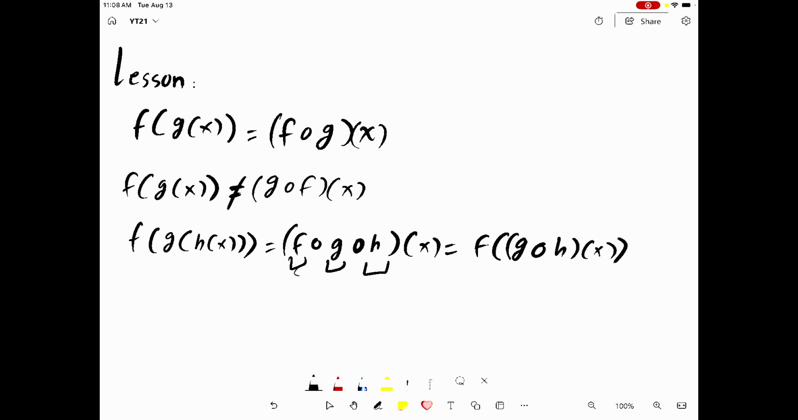Another notation that you could use, although it really depends on what you feel like. I personally like the second one a little bit more. F of g of h of x. So you just do this as part of the other notation and leave f of x as it is. Let's go on to the examples.